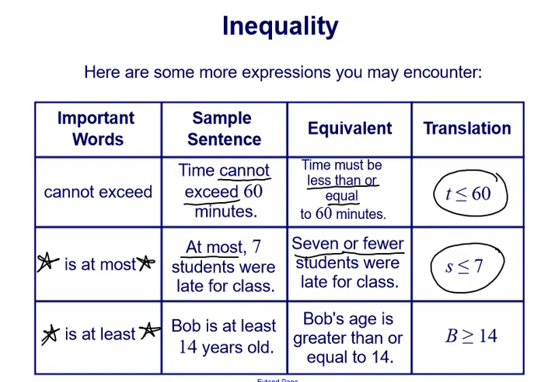And then we have "is at least." So Bob is at least 14 years old is our example. So you want to think Bob could be 14, so we're going to include or equal to 14, but he could also be 15 or 17 or 20 or 30 or 40. So he can be numbers, his age is greater than or equal to 14. So if we use a capital B for Bob's age as our variable, we could have B is greater than or equal to 14 as our inequality.